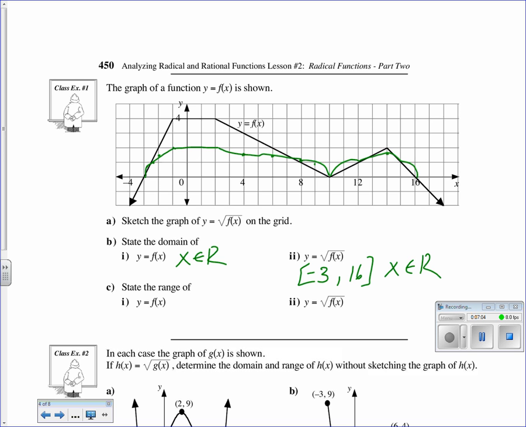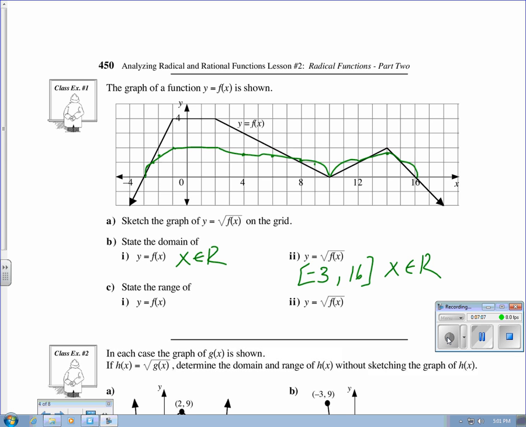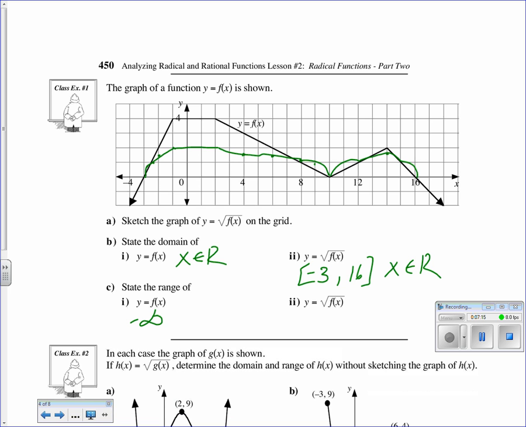The range of my original graph, it went no higher than 4, but it was from -infinity to 4, with y being an element of the reals. But as soon as I square root it, I lose all those negative values, and the highest value I got to was 2. So I'm going from 0 to 2 using that different notation system, 0 to 2 with square brackets, y being an element of the reals.